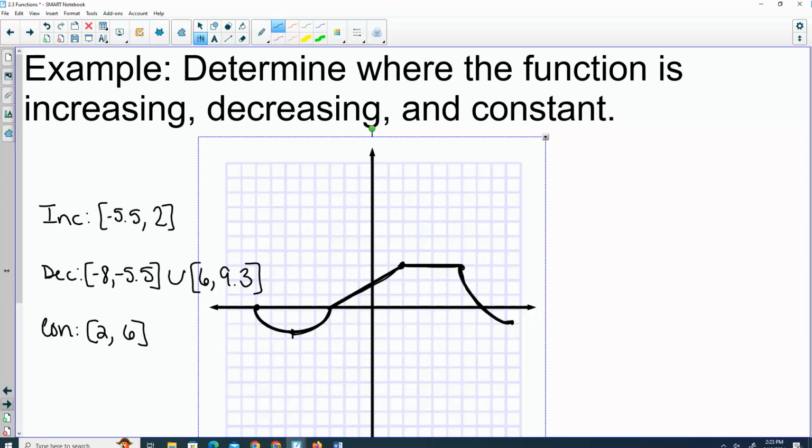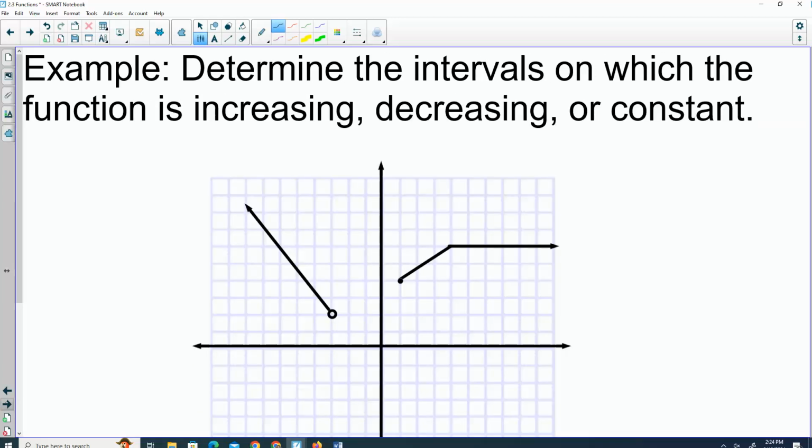And like I said, if you've done parentheses and all those, that would also be correct. Doesn't matter. All right, you guys try one. Look at this and tell me increasing, decreasing, and constant. Okay, that worked.